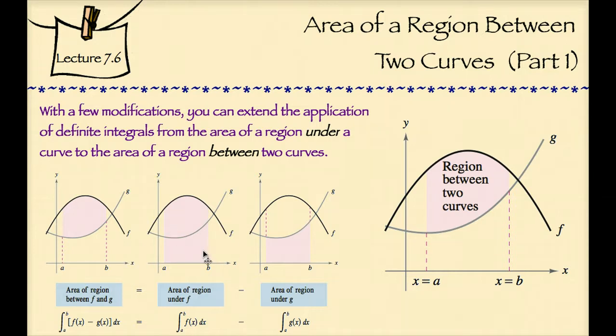Notice that if we take this area and subtract off this area, the result is the area between the two curves. So we'll set up the integrals this way. The function curve f of x minus the function curve g of x integrated from a to b will give us the area of the region between the two function curves.